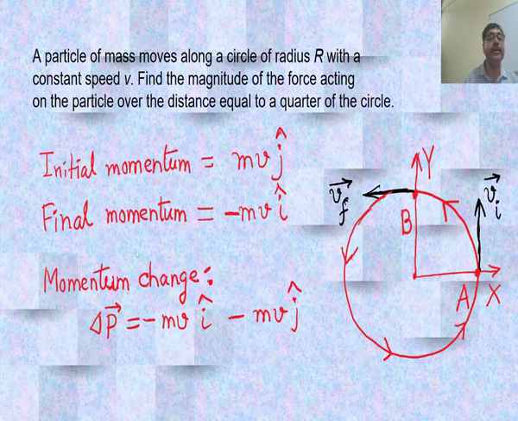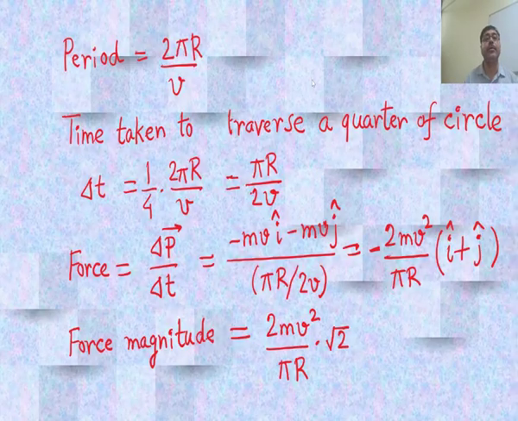So what will be the momentum change? It is nothing but delta p, which is the final momentum minus the initial momentum. I have written it as minus mv i minus mv j. Now we are asked to find the magnitude of the force. So let us go ahead. When I say that there is a change in momentum, we need to know during how long a time this momentum change has happened.